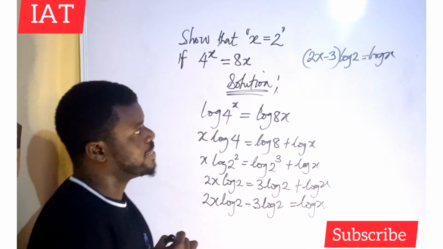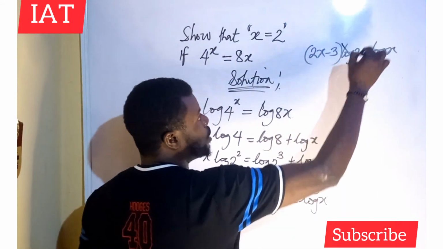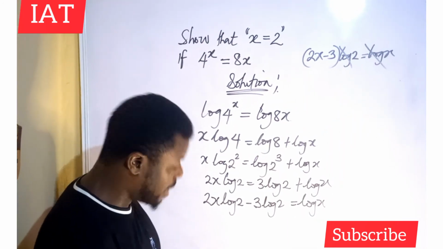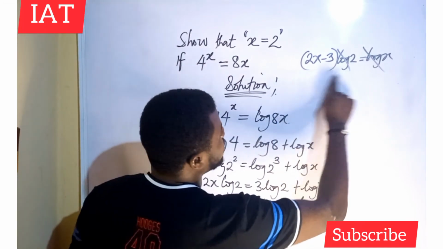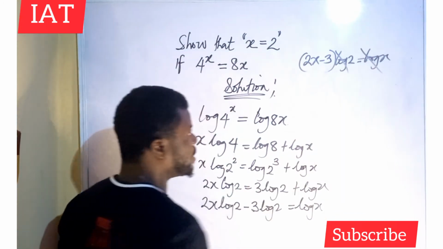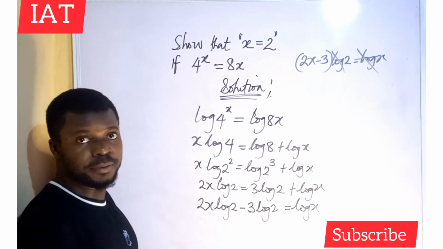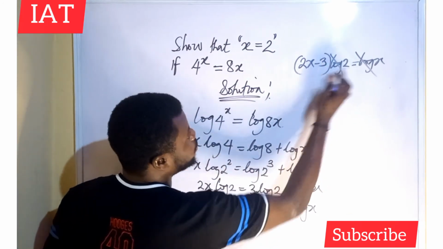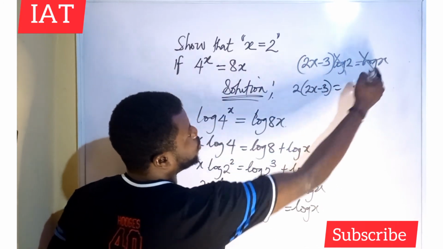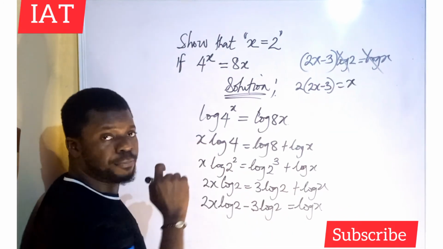Finally, this log is going to cancel out with this log, because everything on the right-hand side is multiplication. This is multiplying by log 2, and you can cancel it out. What is left is 2x minus 3 equal to x. We are making progress.